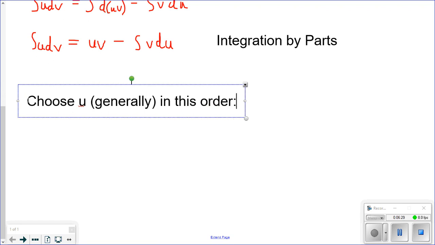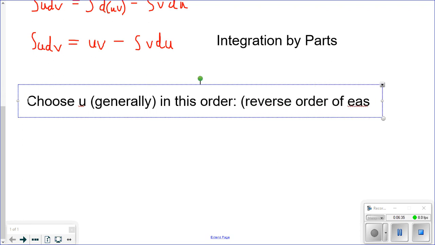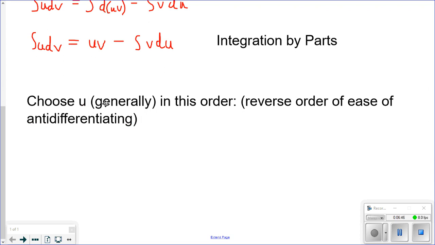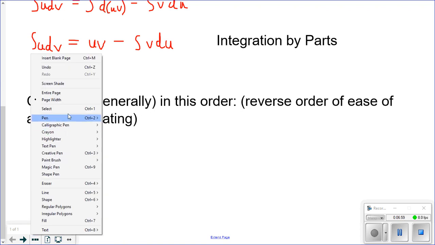All right? And then the order is going to be the reverse order of ease of anti-differentiating. So why do we do that? The reason is that u is what we differentiate and dv is what we anti-differentiate. So we want to choose u to be the most difficult type of function to anti-differentiate first. And here you go.